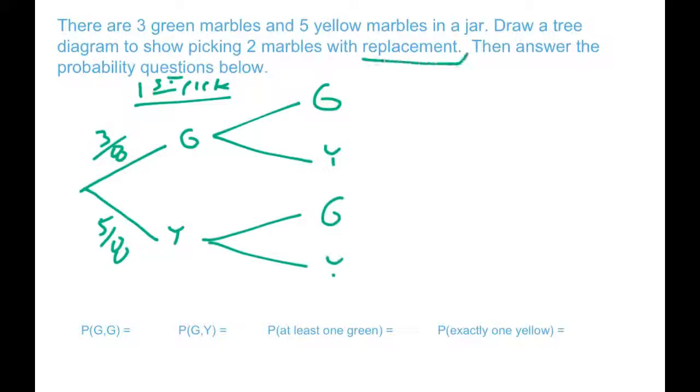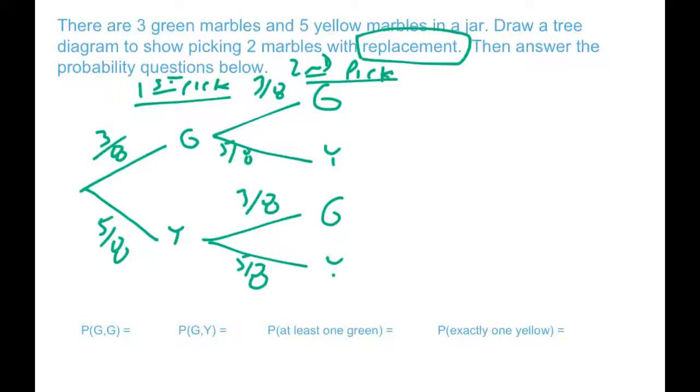Since I'm replacing, then my green is still going to be 3/8. So wherever I see green, 3/8. My yellow is still going to be 5/8. Wherever I see yellow, it's 5/8. That's going to be my second pick. Remember our labels. Right, then we have outcomes.